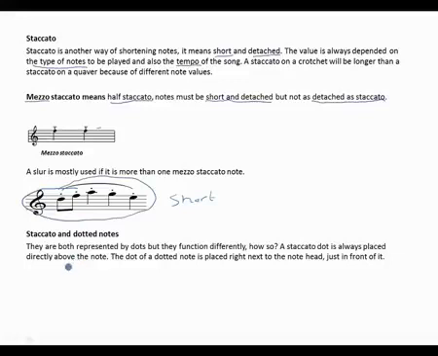Staccato and dotted notes. They are both represented by dots, but the dots are different. They function differently. How so? A staccato dot is placed directly above the note, as we can see here. It's directly above the note. The dot of a dotted note is placed right next to the note, so it will be somewhere here.